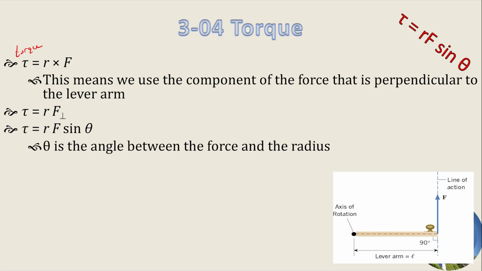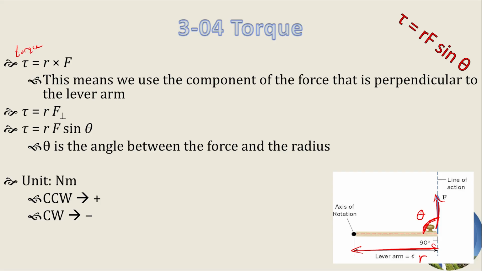Or R, the magnitude of the distance, the radius, times the magnitude of the force, times sine of the angle between the force and the radius. So this is our angle theta. There's your force, and there's your radius. Just like everything else, counterclockwise is positive, clockwise is negative, and its unit is a Newton meter, because it's the radius, the meter, times the force, which is the Newton.